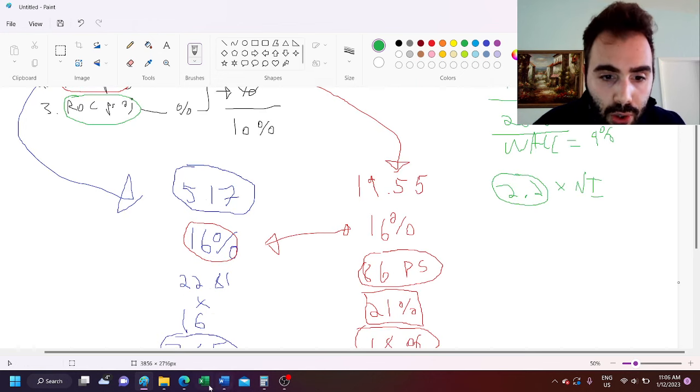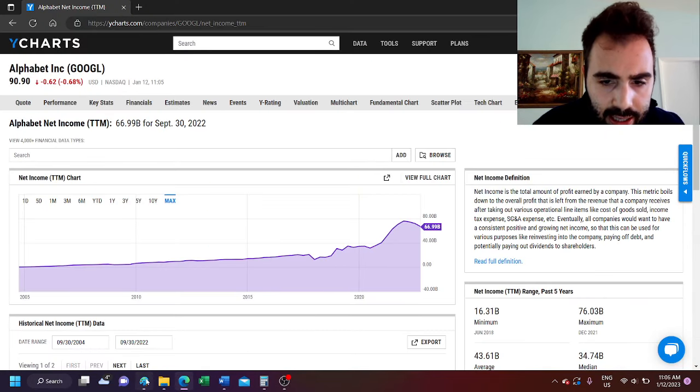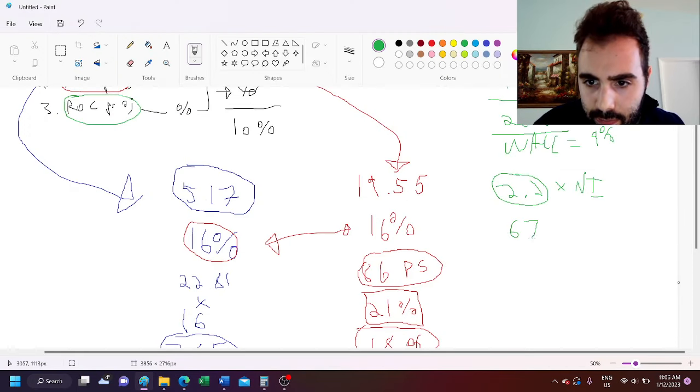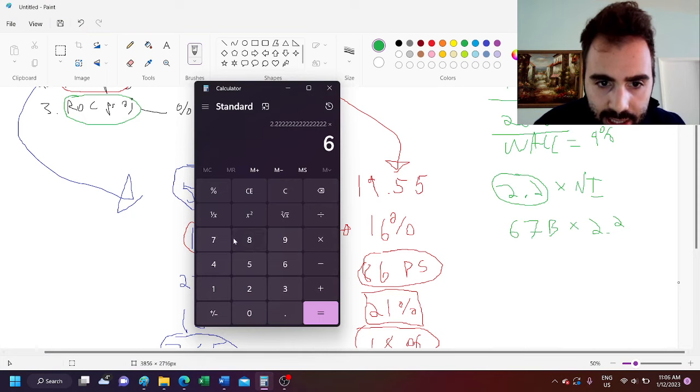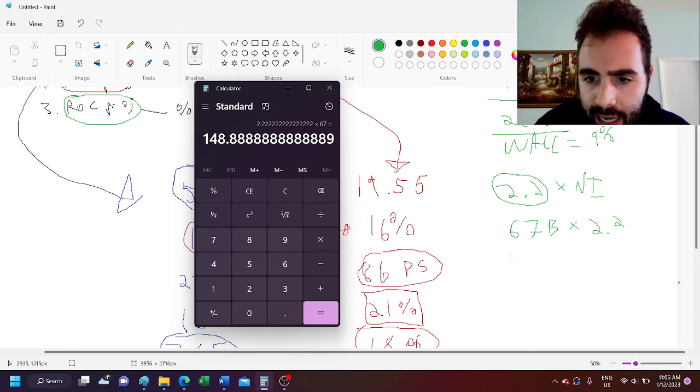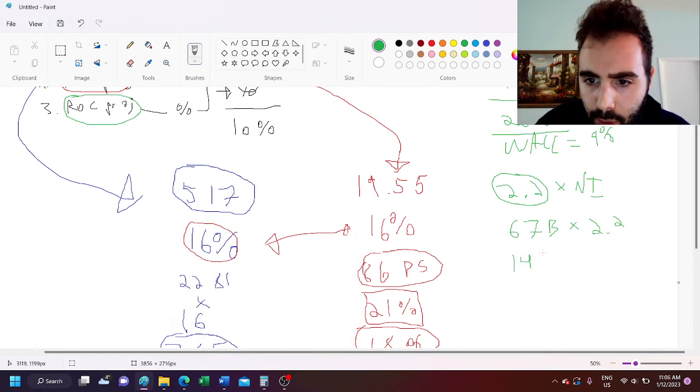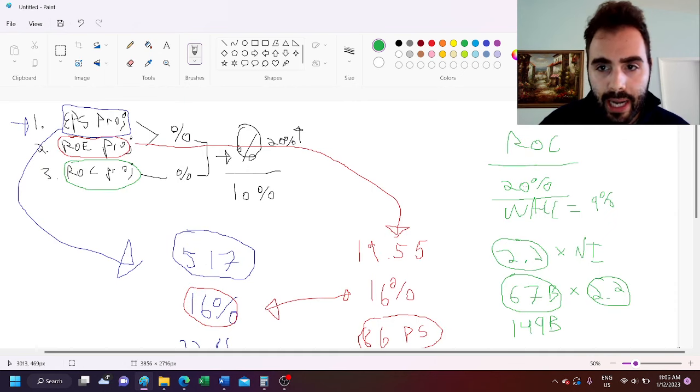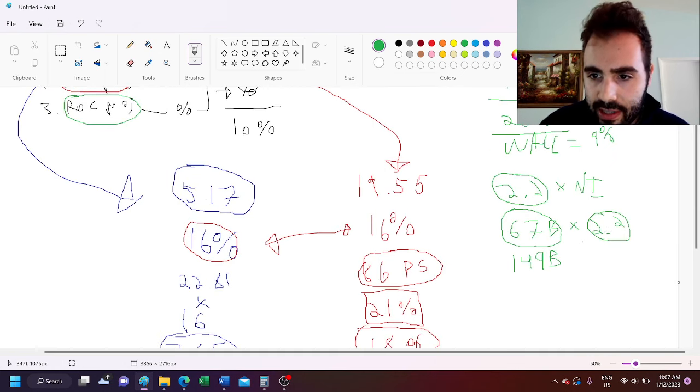We multiply that by Google's net income, which was 67 billion. So 67 times 2.2 will give us a value of 149 billion. So Google's net income times this factor, which was determined by dividing Google's return on invested capital by its cost of capital, gives us 149 billion.